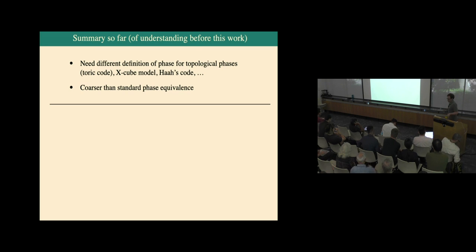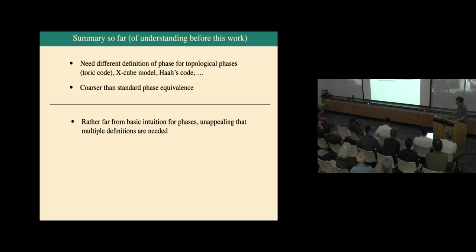It seems that if we want these two nice properties of fixed points and scale independence, we need a different definition of phase for topological phases for the x cubed model, for Haah's code, and probably others for other fracton models. And this is definitely coarser than standard phase equivalence. So it's definitely kind of unpleasant that we have multiple definitions.